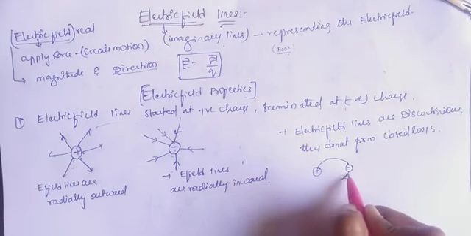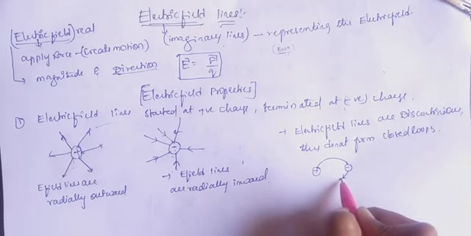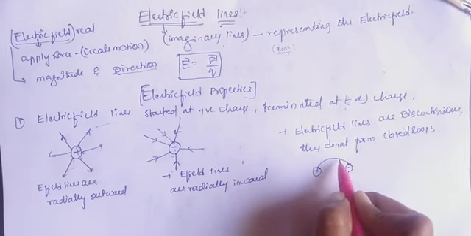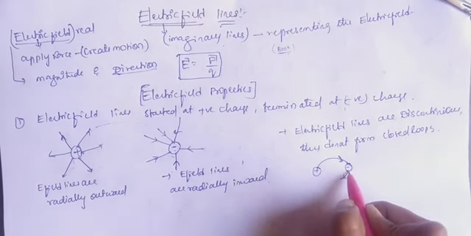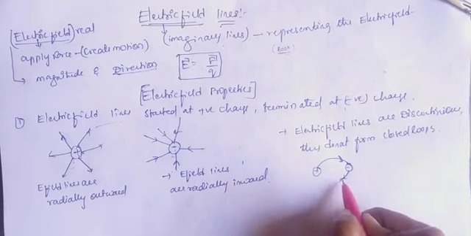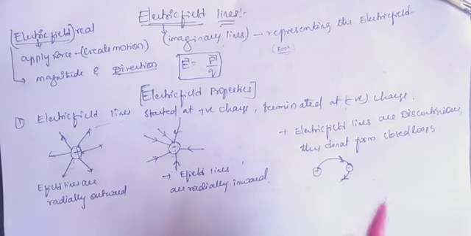Okay, so they will not start from here, because at the negative charge the electric field lines are always inward. If the electric field started from here, that means the electric field line would be outward. So that's why they do not form closed loops.